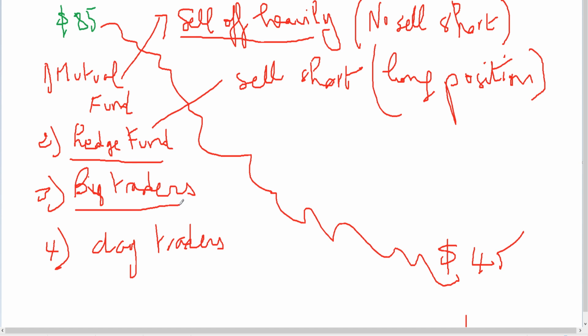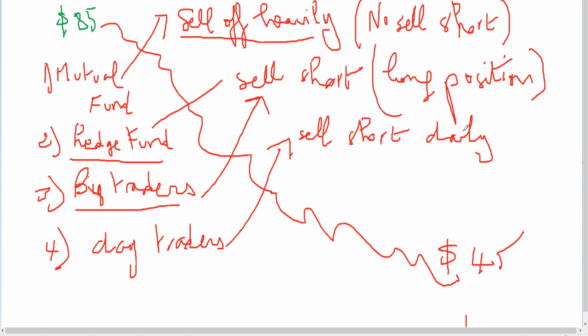Now we have big traders also. They sell short. And we have day traders. They sell short daily, not the whole year or the whole month. So these actions make the stock go down very, very quickly, and all they are doing is selling short.